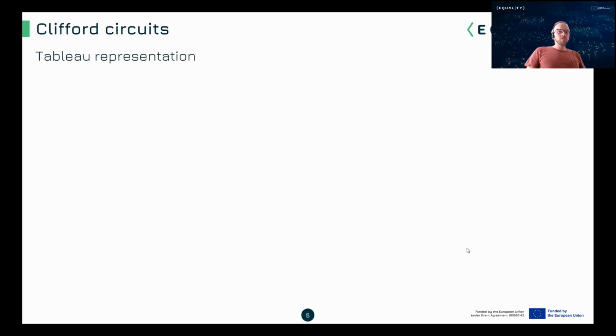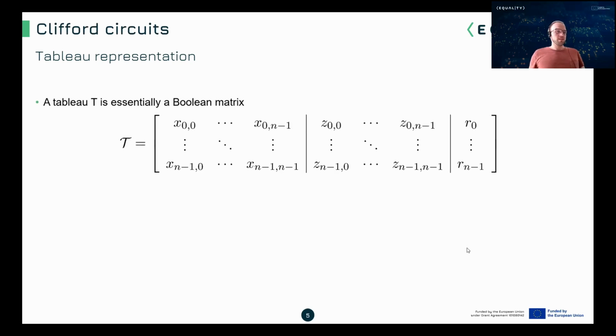The Tableau representation of Clifford circuits looks basically rather simple. You have this type of tableau only consisting of Boolean variables. Here, n is the number of qubits of your quantum hardware or the algorithm. In the best case, those will match. And the size of this matrix is n times 2n plus 1. And this encodes the entire information of your algorithm that you would like to execute.